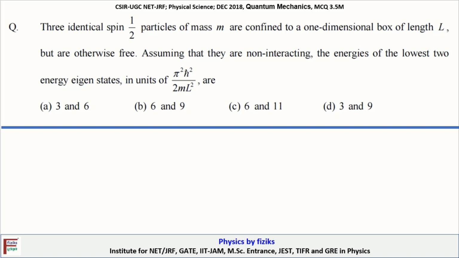Three identical spin half particles of mass m are confined in a one-dimensional box of length L, but are otherwise free. Assuming that they are non-interacting, find the energy of the lowest two energy eigenstates in units of pi square h square by 12. So we are having three identical spin half particles, that is fermions.